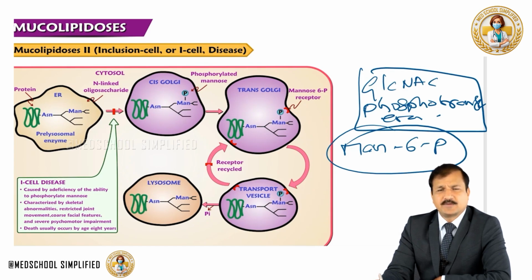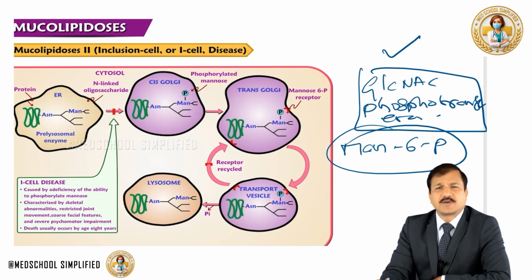So phosphorylated mannose is necessary on the protein to go to lysosome, and that is what is done by GlcNAc phosphotransferase. So if that enzyme is deficient, the phosphorylation of mannose does not go on. That means enzymes don't reach lysosome.